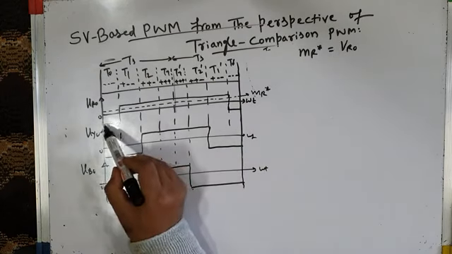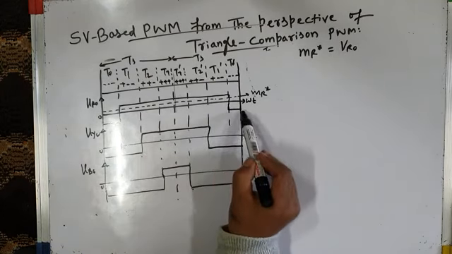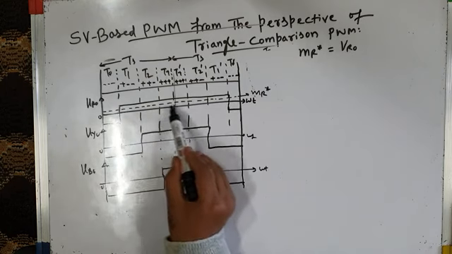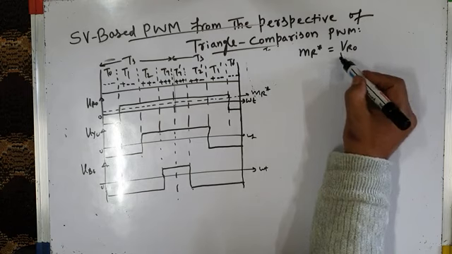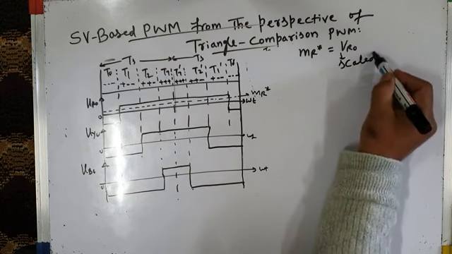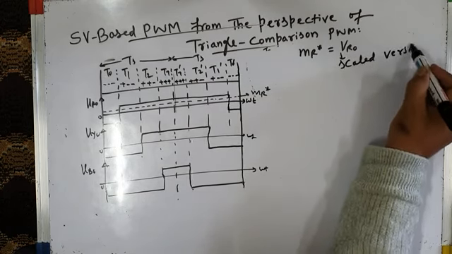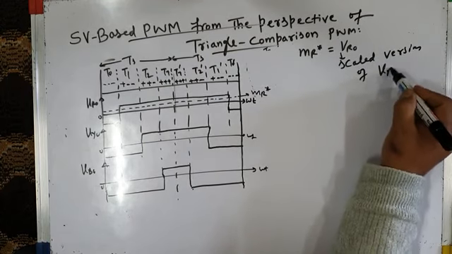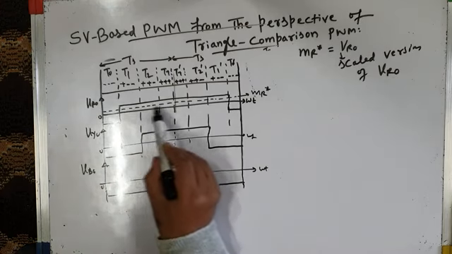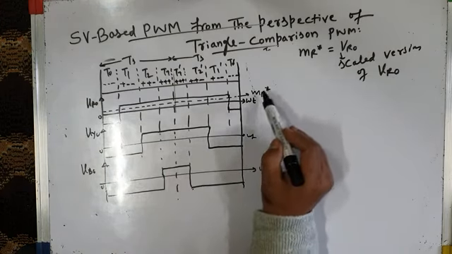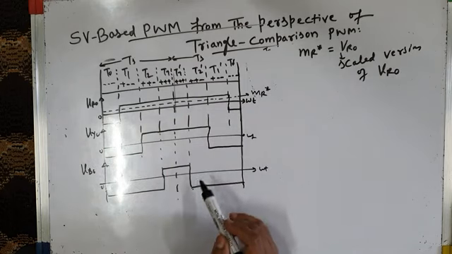So this is, for example, your pole voltage VRO, and its average is as given by this dashed line. And this MR dash is basically a scaled version of pole voltage VRO. We have already discussed it in one of the previous classes. I told you that the modulating waves are scaled versions of your pole voltages. So the average pole voltage is like this, and let us call this modified modulating wave MR dash.